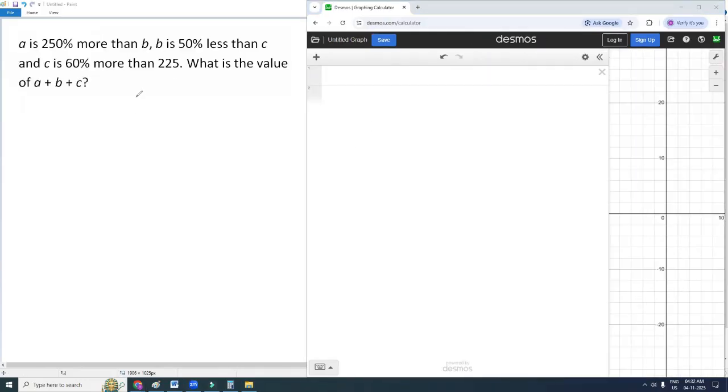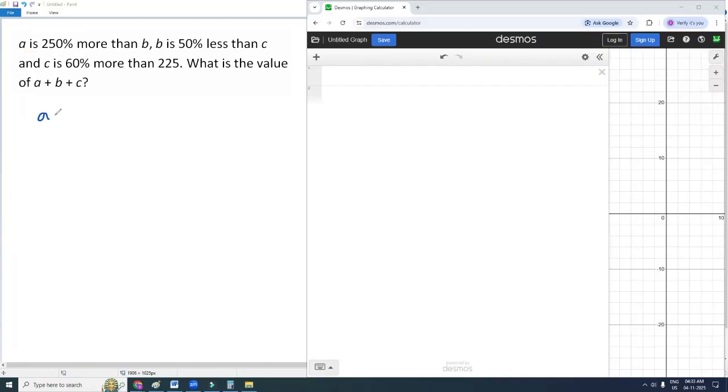Here we have the next problem. Okay, let's go to the question. A is 250% more than B, B is 50% less than C, and C is 60% more than 225. What is the value of A + B + C? Okay, now let me consider this.